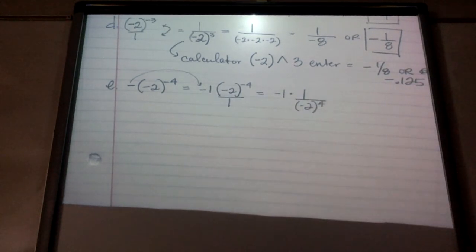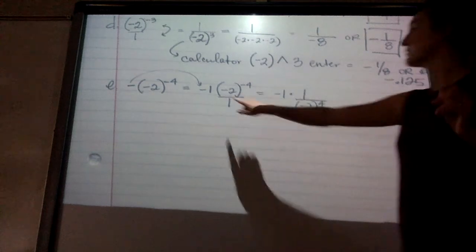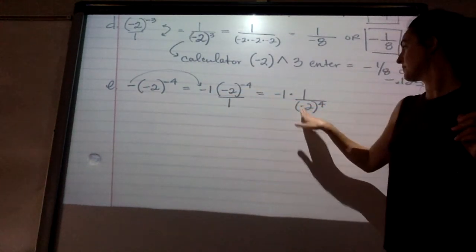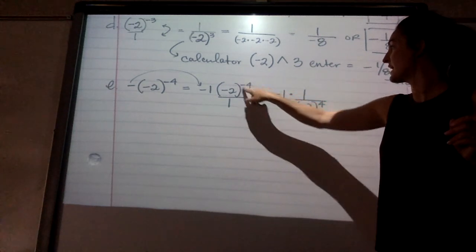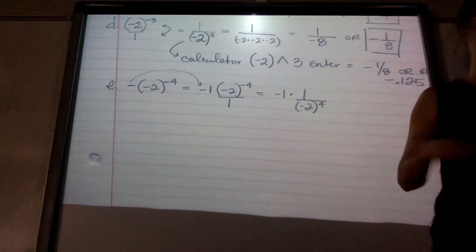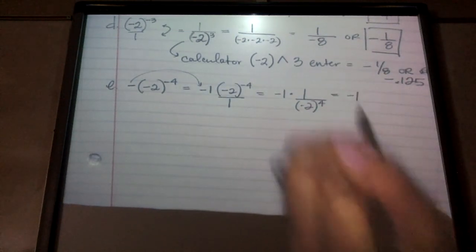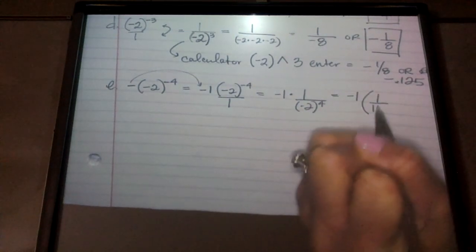So notice what changed there. The -1 stayed out front. The -2 moved down to the bottom. But the exponent, a negative exponent, becomes positive. So this is now -1 times 1 over 16.